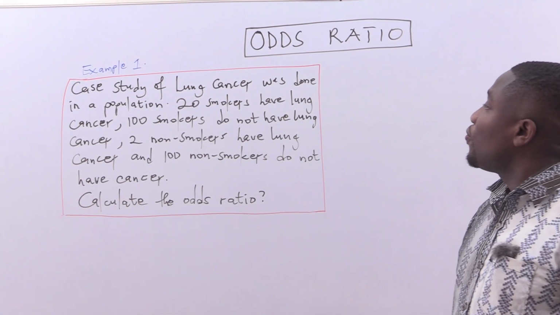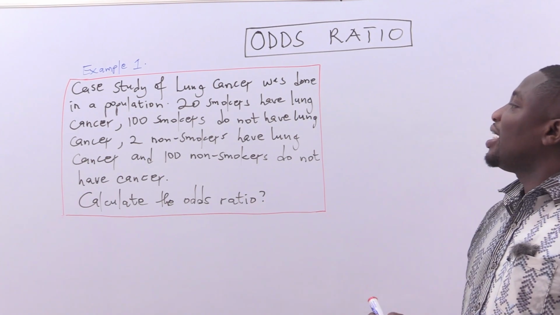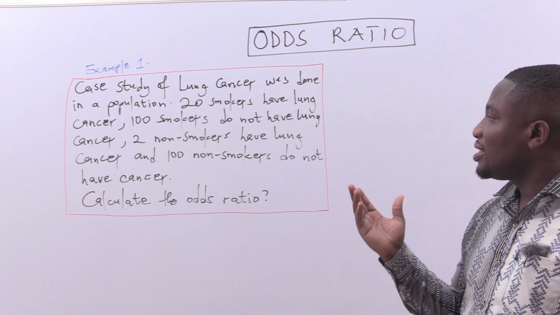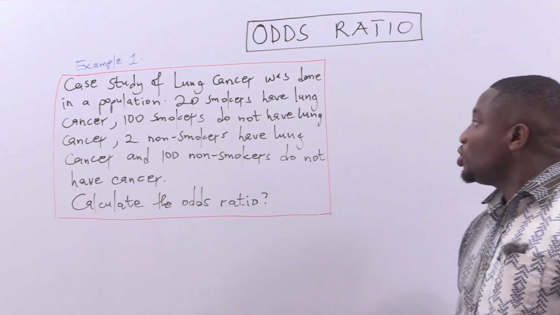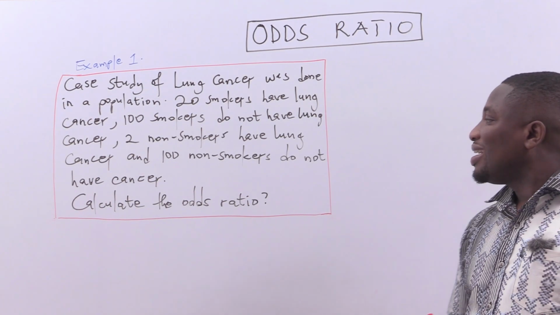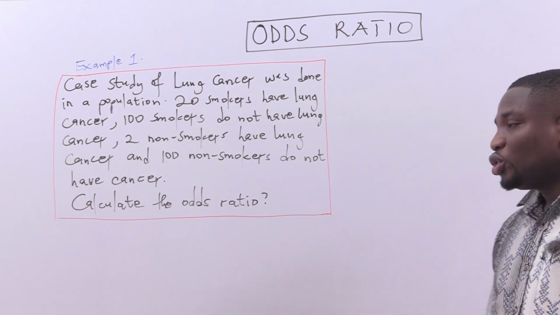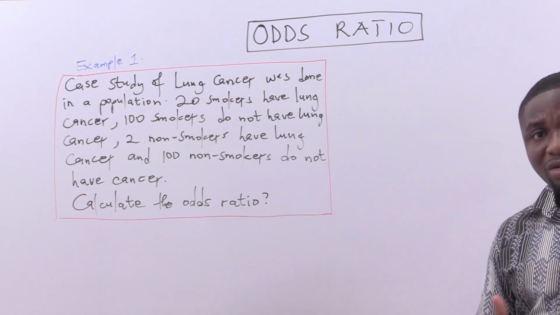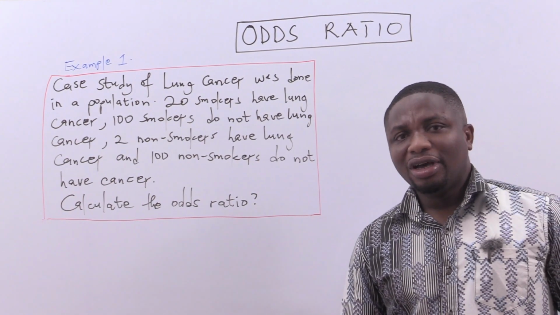All right, let's move ahead and look at the first example, and it reads: a case study of lung cancer was done in a population. 20 smokers have lung cancer, 100 smokers do not have lung cancer, 2 non-smokers have lung cancer, and 100 non-smokers do not have lung cancer. Calculate the odds ratio and interpret the odds ratio.